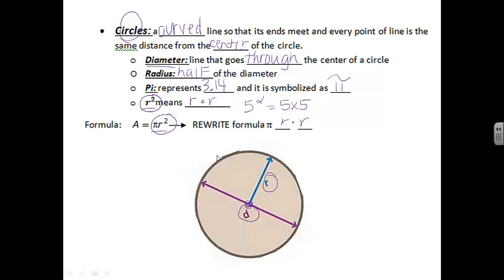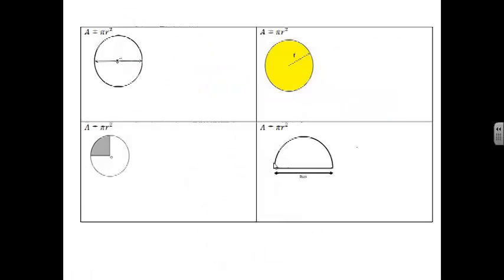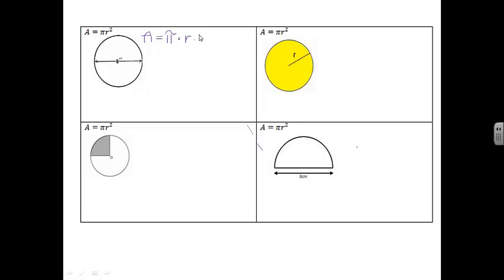Alright, let's go to the next one. Let's do each of these, and then we'll be totally done. Area: first thing I want to do is rewrite it, because it makes a lot more sense and you can plug it in easier if you rewrite it like pi times r times r.